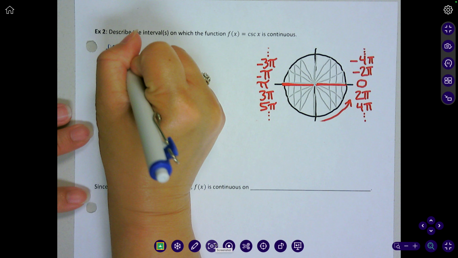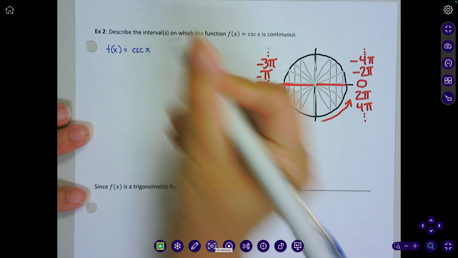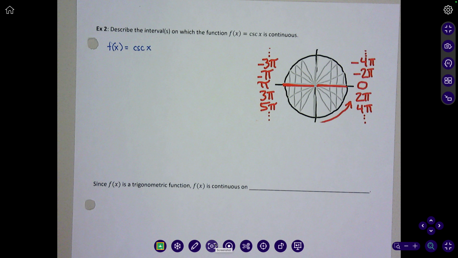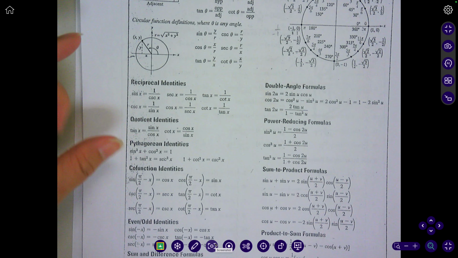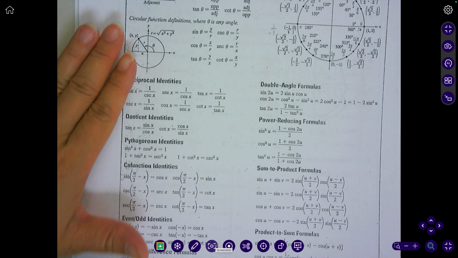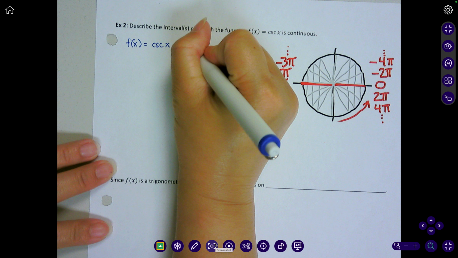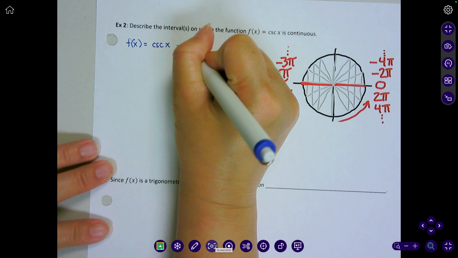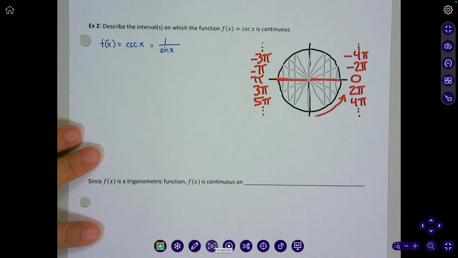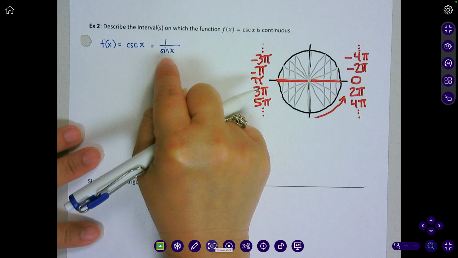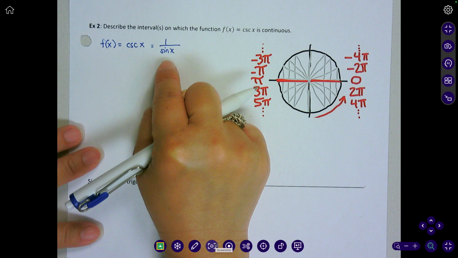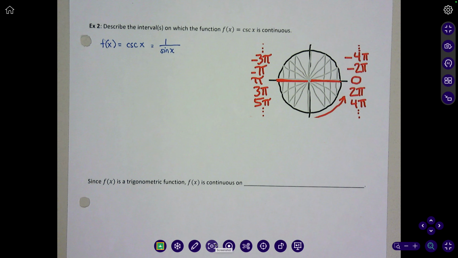So let me ask you this, okay? What is another way to write cosecant of x? What is it? 1 over sine of x, right? So if you take a look at your little cheat sheet, the one that I asked you to get, cosecant is 1 divided by sine of x. So another way to rewrite cosecant is 1 divided by sine of x. Now, we know that this is a ratio, and therefore, if the denominator is 0, we're going to have an undefined function. And that's where our discontinuity occurs.